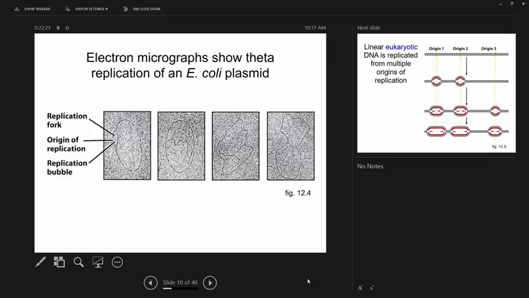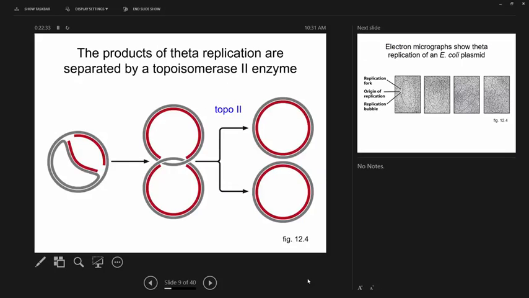In prokaryotes that use this method, there's only one origin of replication. The DNA separates at one spot, and then you get two replication forks, moving away from each other in opposite directions until this fork meets this fork here, and that's when you're done. So prokaryotes have a single origin of replication.